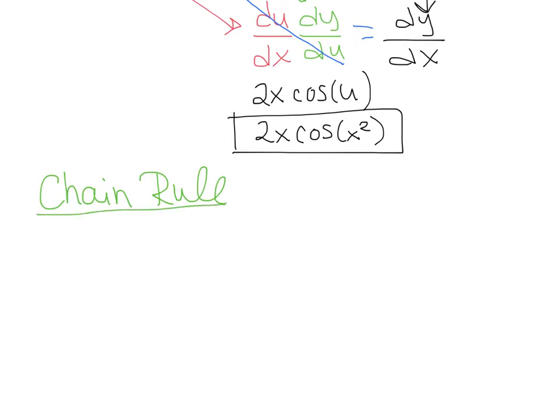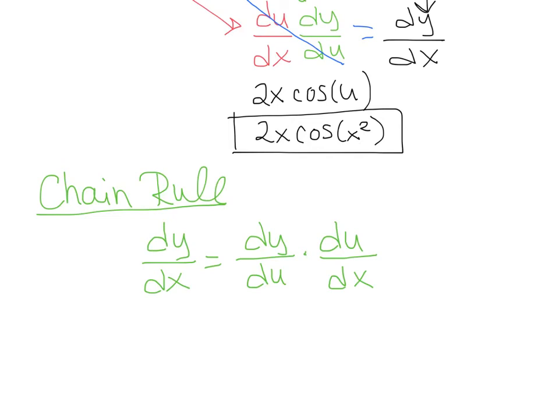Okay? So the chain rule says that if you have a composite function, and both functions are differentiable, okay? You can't differentiate a function that there's no derivative of. But if you have a composite function, the derivative, so dy/dx, is going to equal dy/du times du/dx, okay?